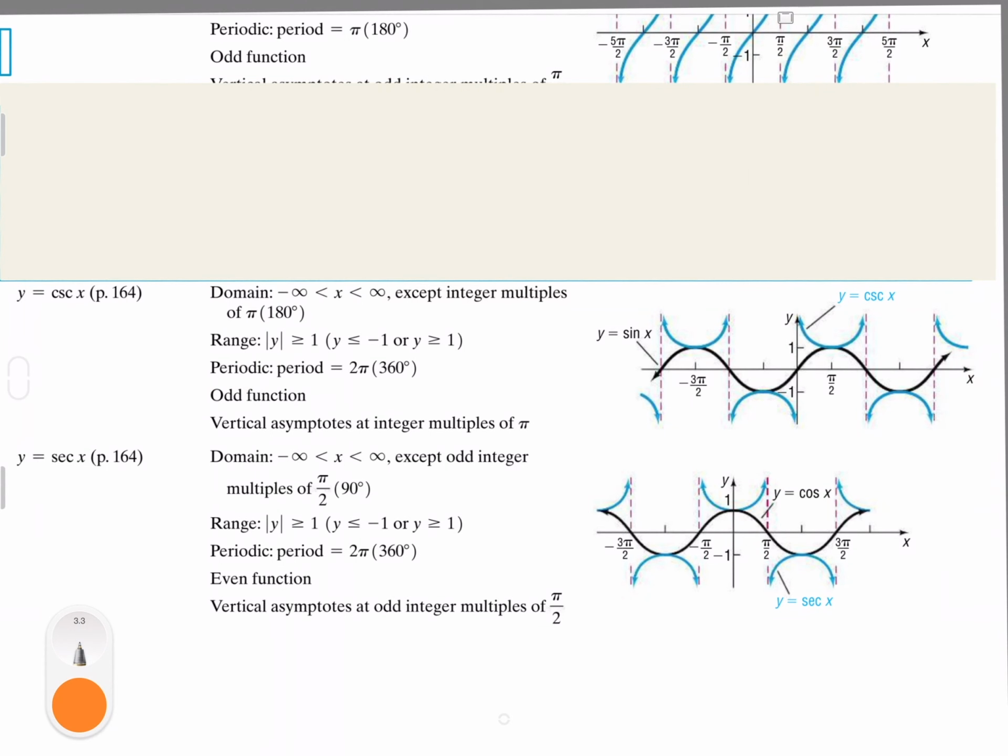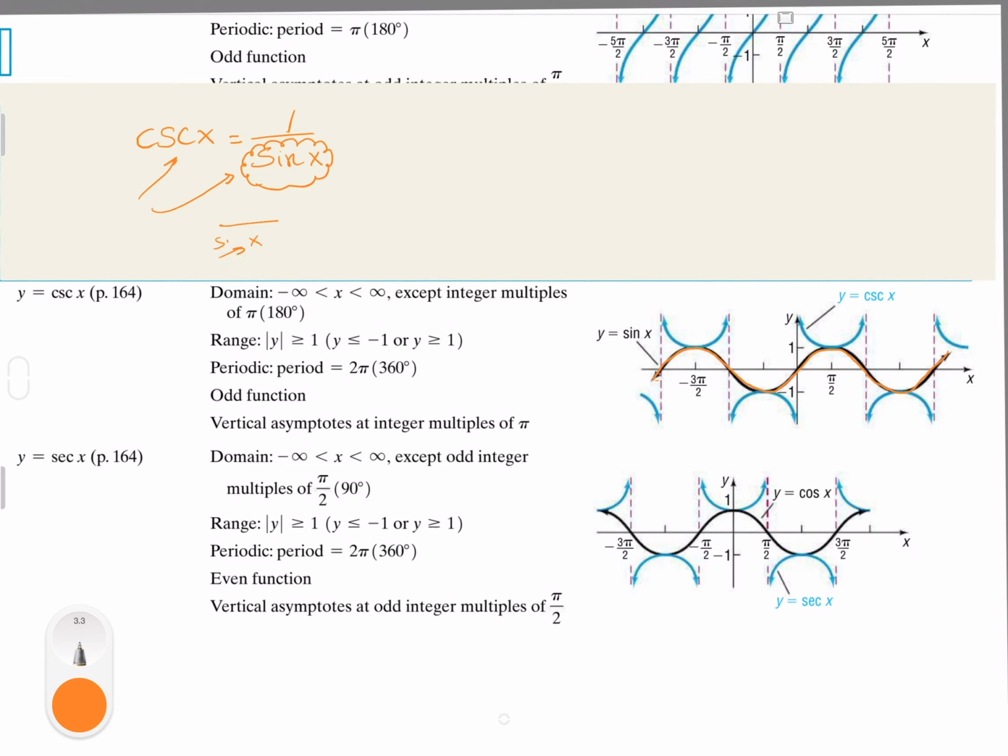All right, here are some key points for the graph of cosecant and secant. We learned that cosecant of x is equal to 1 over sine of x. So if we know the graph of sine of x, we know the graph of cosecant. Cosecant becomes a rational function, which means there is a sine of x in the denominator.